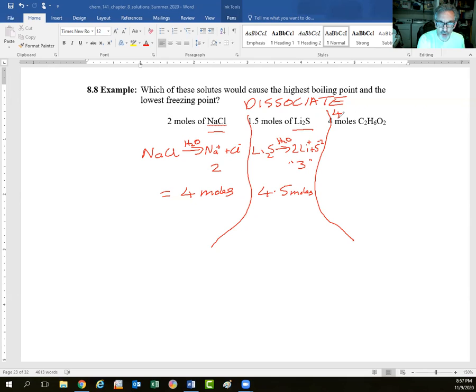Last one, 4 moles of the ethanoic acid again. Actually, it must be probably ethylene glycol. The formula is not right for ethanoic acid.